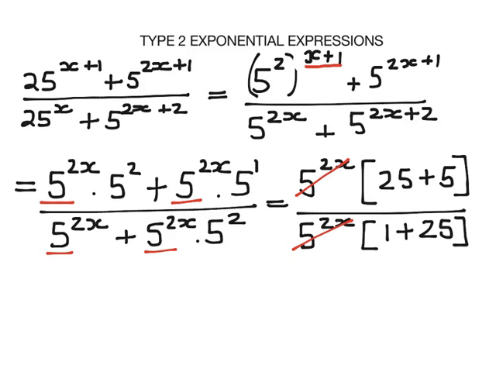We can then cancel out the factor on the top and the bottom because they are identical, and we simplify the square brackets as follows.